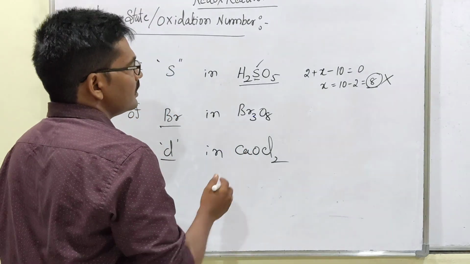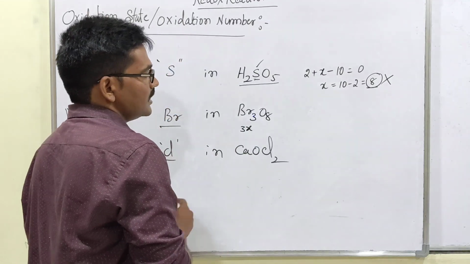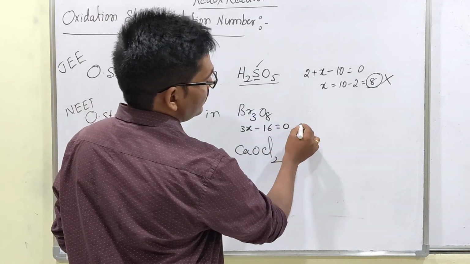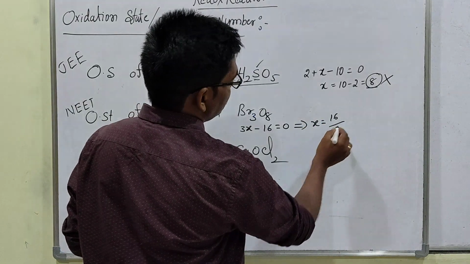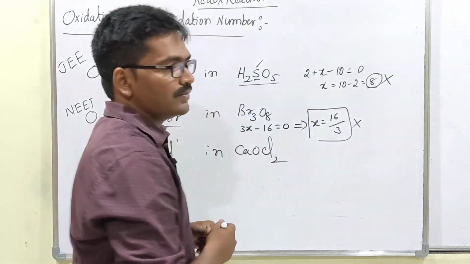So the group number is the highest oxidation state for any element. Then if you come to Br3O8, if you want to find out the bromine oxidation state, 3x minus 16 equals 0. Then from this you get x equals 16 divided by 3. So that is the answer. But actually this is a wrong answer.